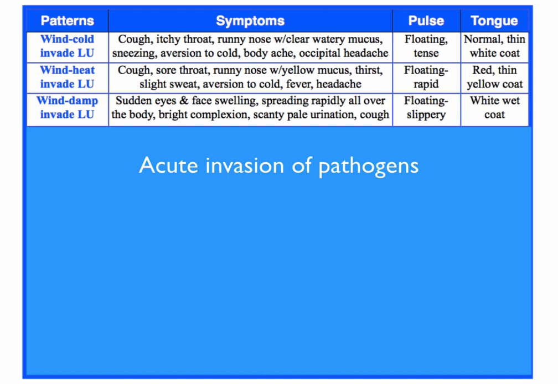The person has a shiny complexion at the time. They have scanty pale urine because, of course, they're not peeing a lot because they have water retention from the sudden swelling. So that's an allergic reaction usually. And so the pulse would be floating and slippery. Of course, floating because it's still an external pathogen, and slippery because of the dampness. There would be a white, wet or greasy coat depending, but probably a very shiny coat. So those, again, are acute pathogen invasions.